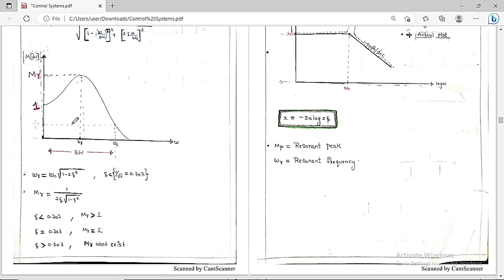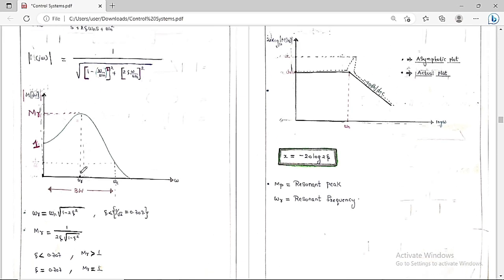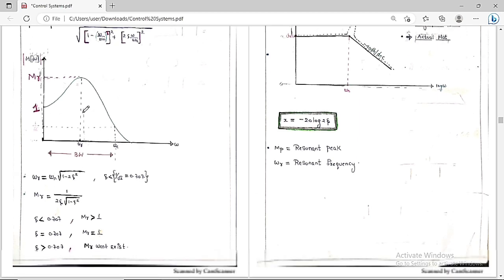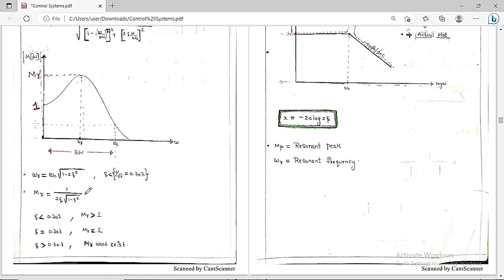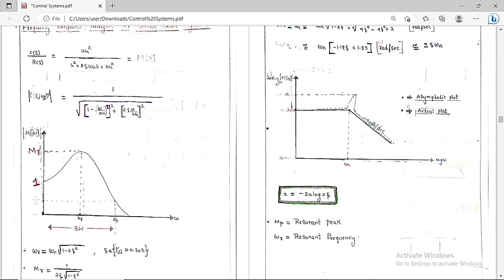So what is the resonant peak? I have already told you. If you substitute omega equal to omega r and simplify, we get the peak value, which is equal to 1 by 2 zeta root over 1 minus zeta square. If you take the derivative of this with respect to omega and equate it to 0, you get the frequency at which it has a peak value. That frequency is called the resonant frequency, and at this omega you get the peak value.